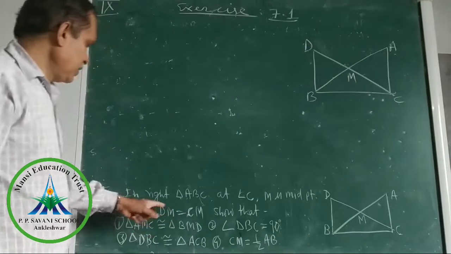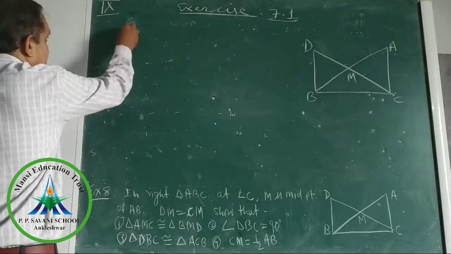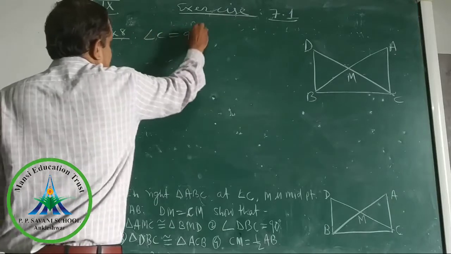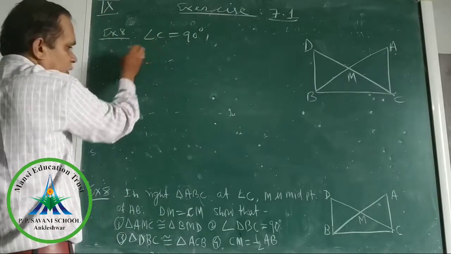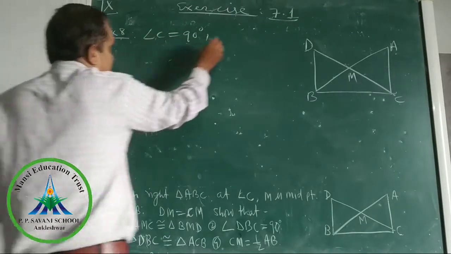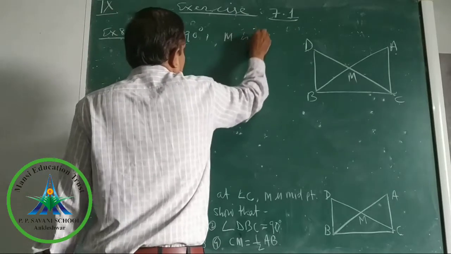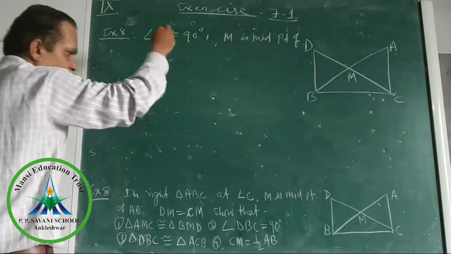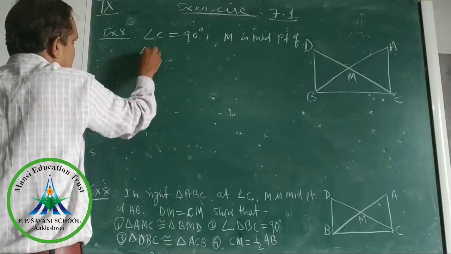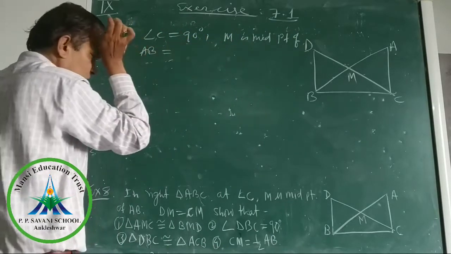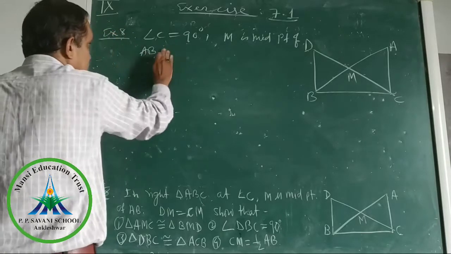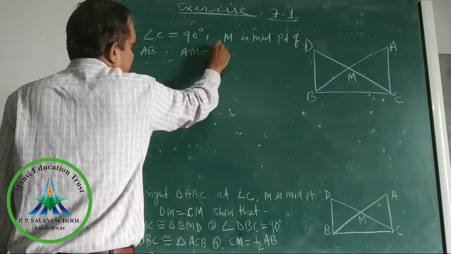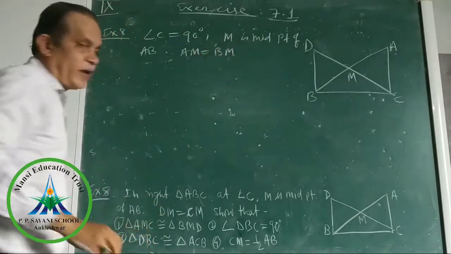I am writing given: angle C equal to 90 degrees. M is the midpoint of DC and AB. Therefore, AM equal to BM.